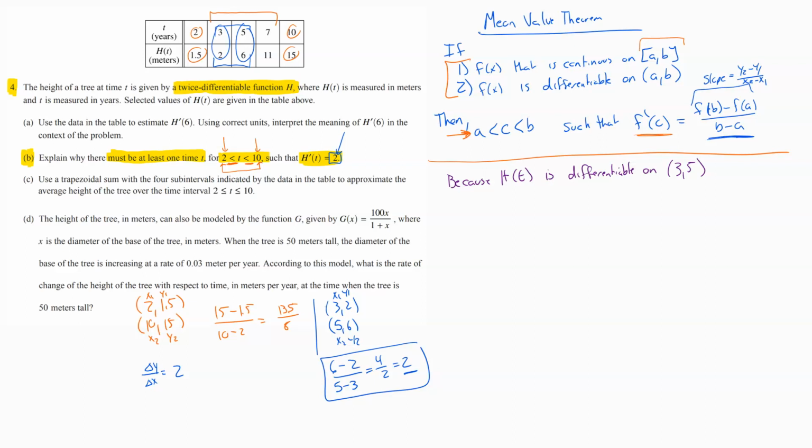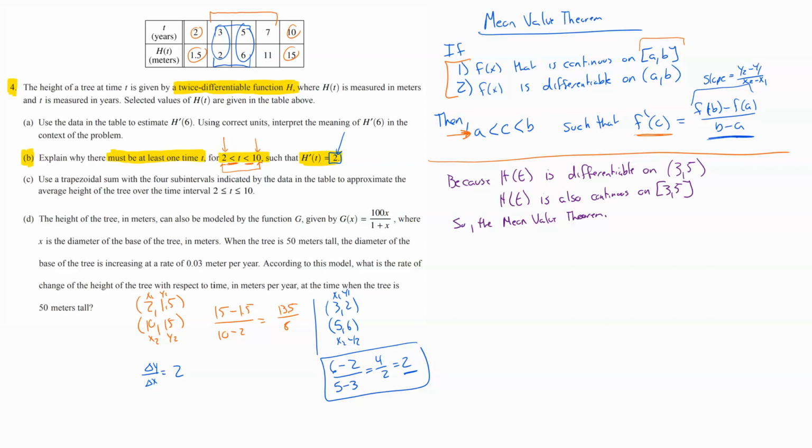Because h of t is differentiable on 3 to 5, h of t is also continuous on that interval from 3 to 5. So the mean value theorem applies. That's kind of our rationale for them. We have to be able to tell them that we're allowed to use the mean value theorem.